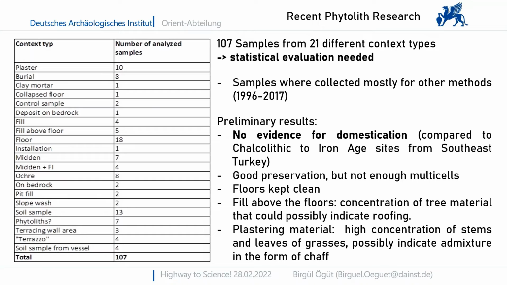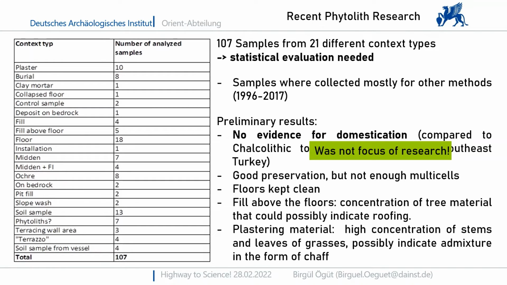Floors seem to be kept clean. The fill above floors had concentration of tree material that could possibly indicate roofing. The plastering material has high concentrations of stems and leaves of grasses, possibly indicating admixture in the form of chaff.